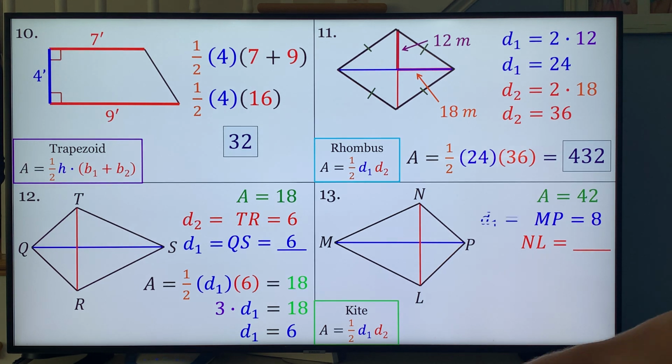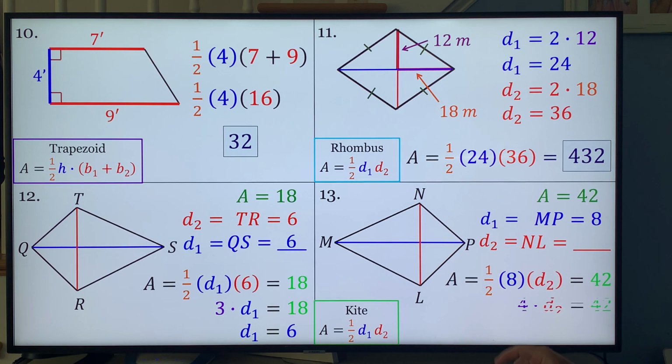All right, let's go to 13. Area is 42. We're going backwards here again. Diagonal 1, we don't know what diagonal 2 is. 42 equals, so half of 8 is 4. 42 divided by 4 is 10.5. Alright? Easy, easy, easy, easy, easy.